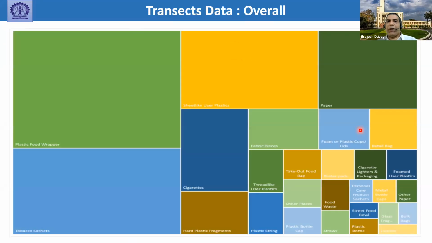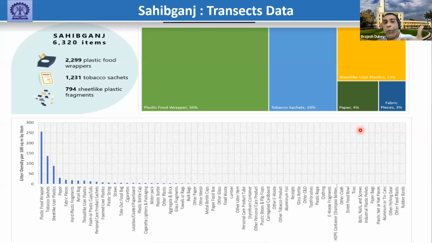And for each place, we also had details like how much is plastic food wrapper, tobacco sachets, cigarettes, fabric pieces. This information was shared with the municipal authorities. I hope that they will make use of this information, so that they know the nature of the problem they are facing, and can come up with a solution to address it. We had great detail, of course, in the report. This was part of a research as well.